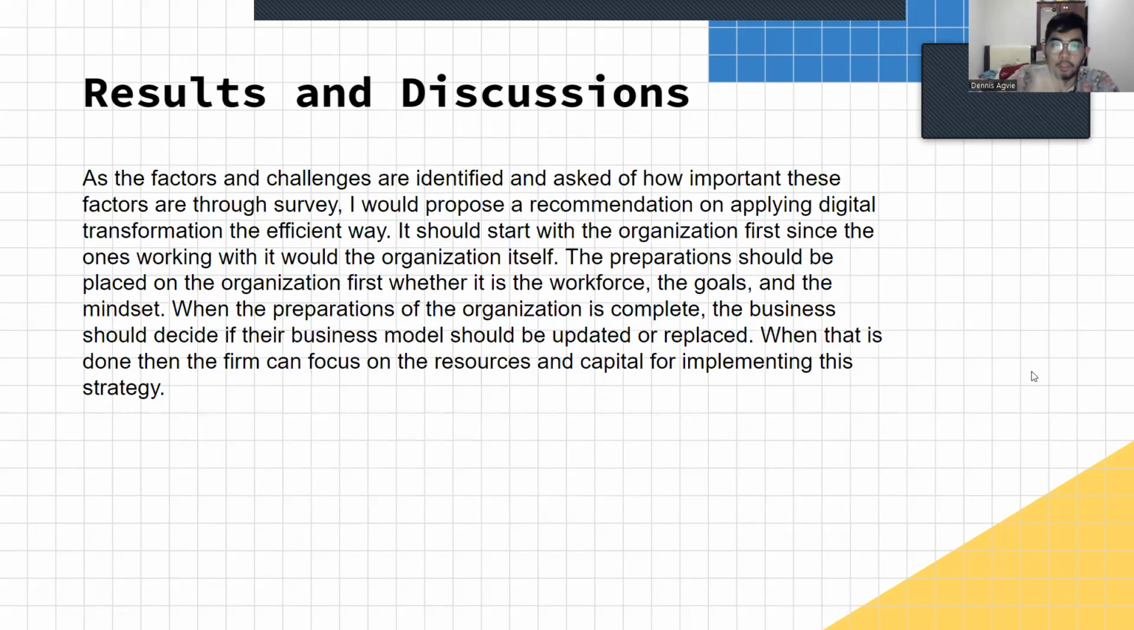And now, of course, as factors and challenges are identified and asked how important these factors are through survey, I would propose a recommendation of applying digital transformation the efficient way. It should start with the organization first, since the ones working with it will be the organization itself. The preparation should be placed on the organization first, whether it is the workforce, the goals, and the mindset. When the preparations of the organization is complete, the business should decide if their business model should be updated or replaced. When that is done, then the firm can focus on the resources and capital for implementing this strategy.